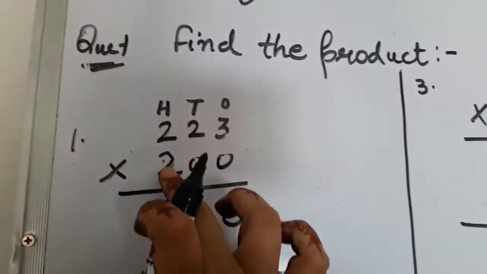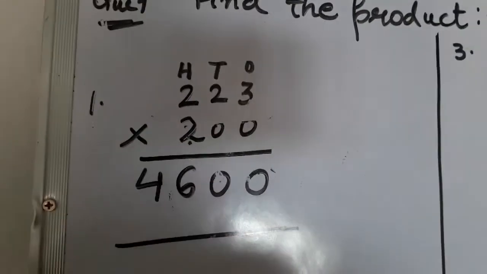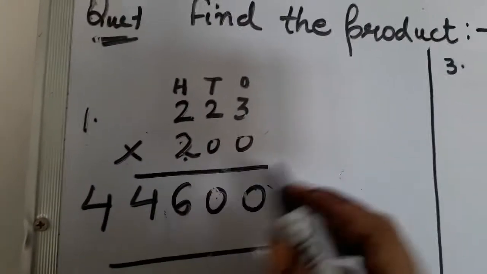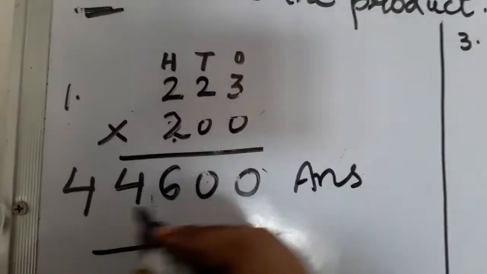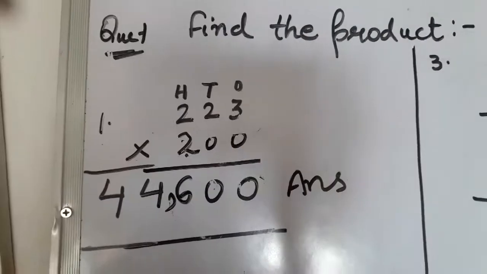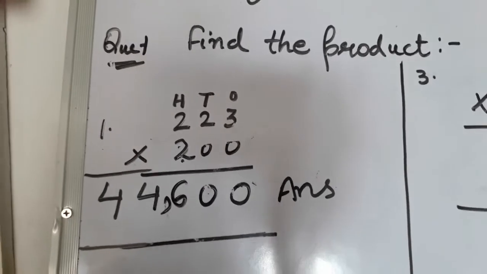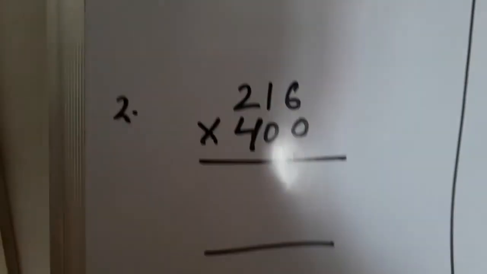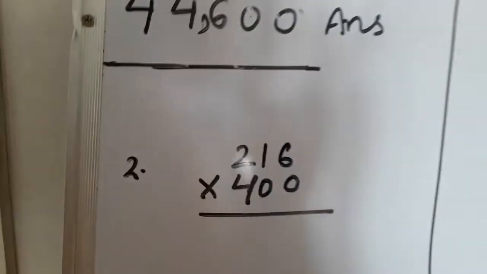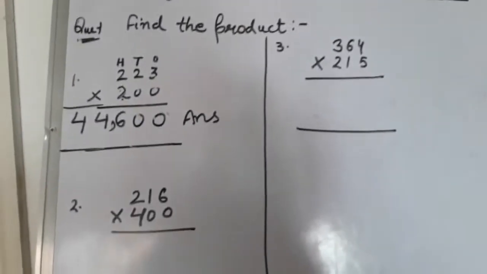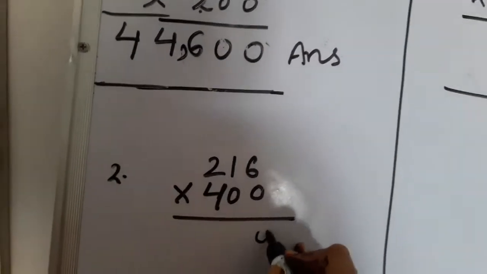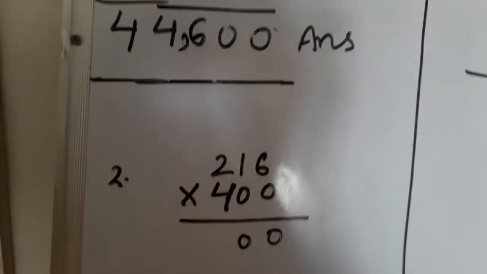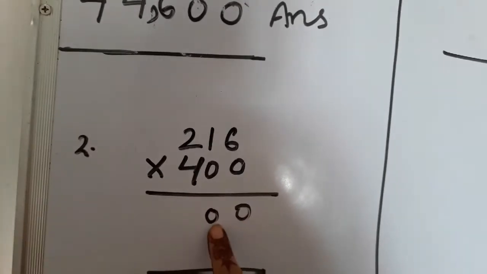Then next, 2 2s are 4. It becomes thousands place. Then again 2 2s are 4. Right? So your answer becomes 44,600. Again, suppose you have 216 multiplied by 400. How will you do it? You will firstly put the zeros in the ones and tens place. I have 2 zeros, so I occupied my 2 places. Right?